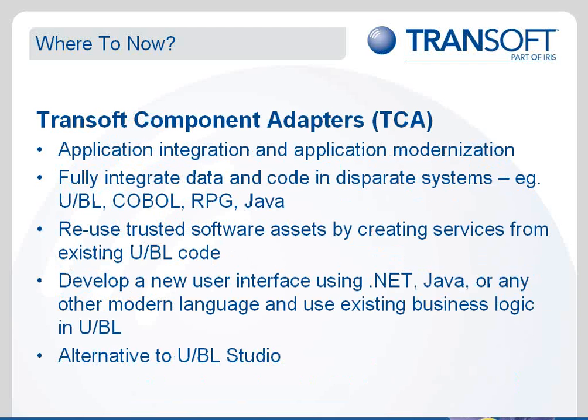TCA is our application integration and application modernization platform. It is fully integrated data and code in disparate systems, UBL, COBOL, RPG, Java. You can reuse trusted software assets by creating services from existing UBL code, develop a new user interface using .NET, Java, or any other modern language, and use existing business logic in UBL, and it's an alternative to UBL Studio.